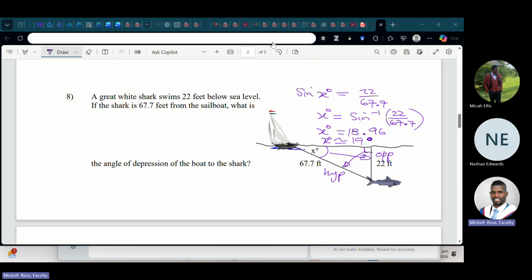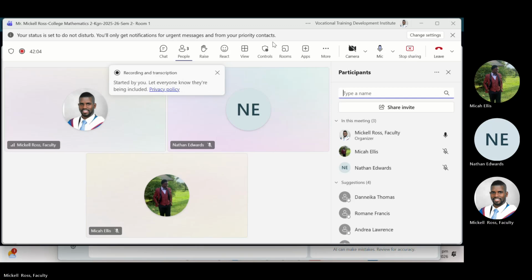Let me just see if anybody else is joining. Anybody else joining us?